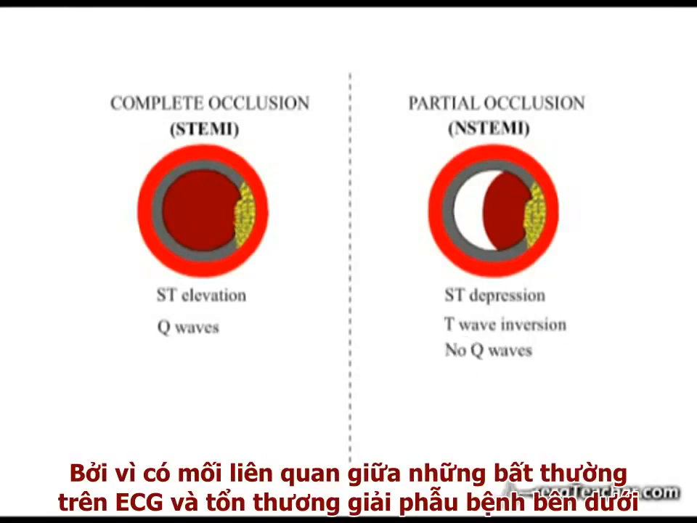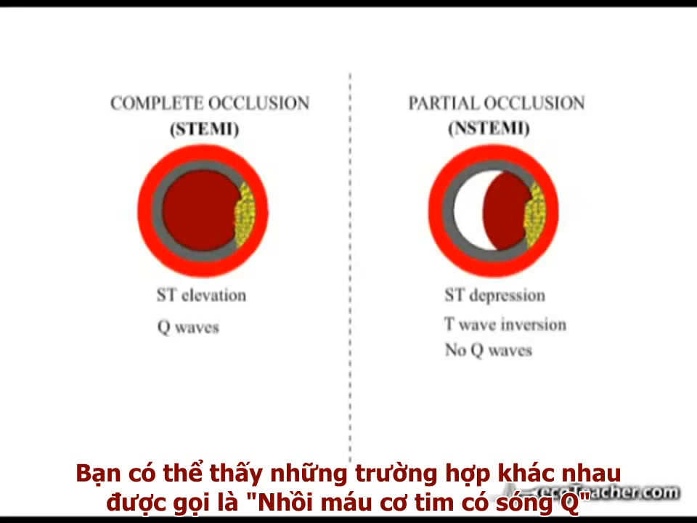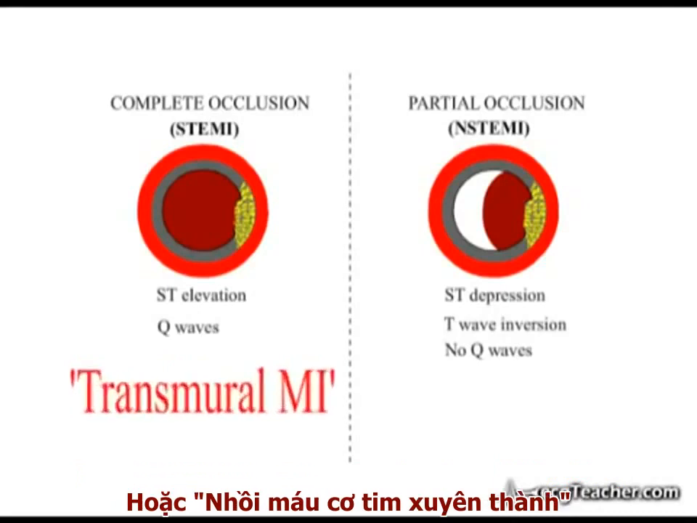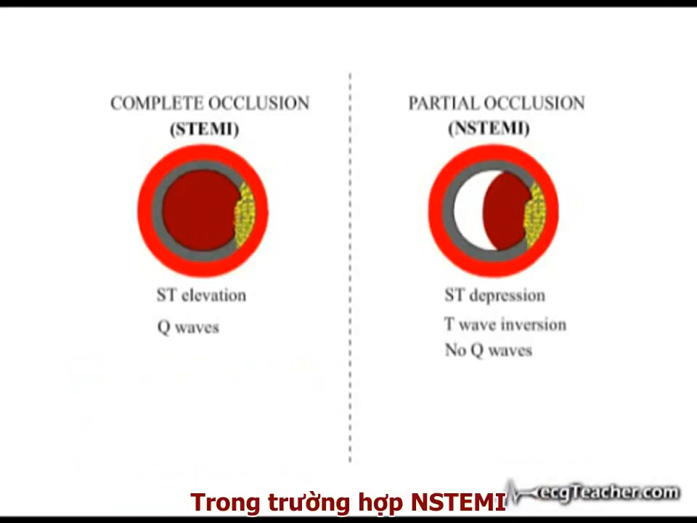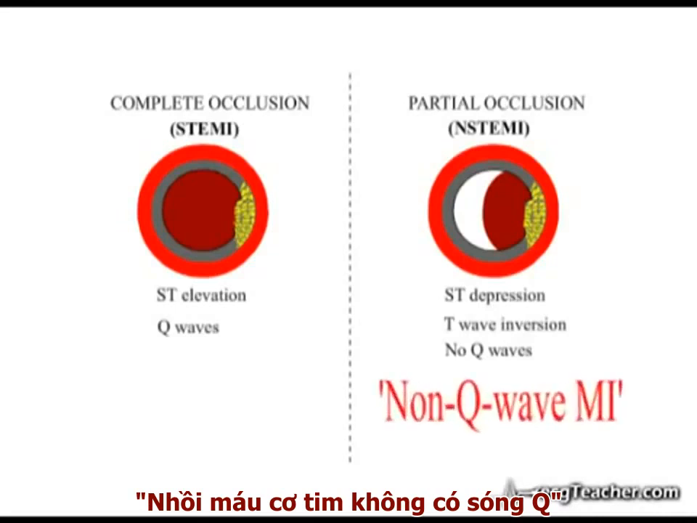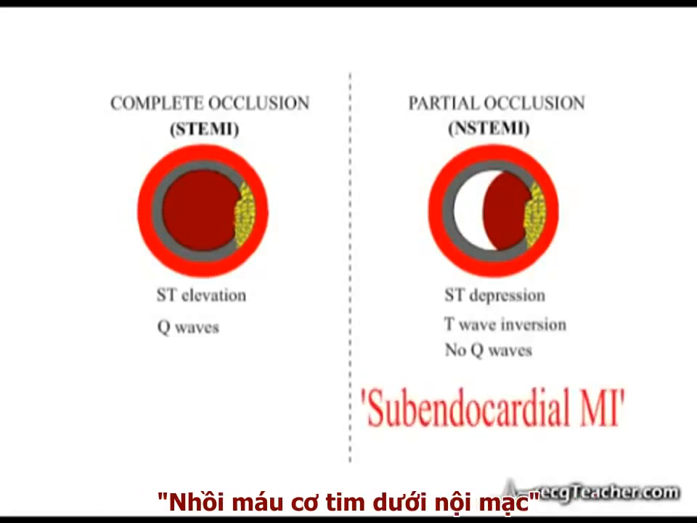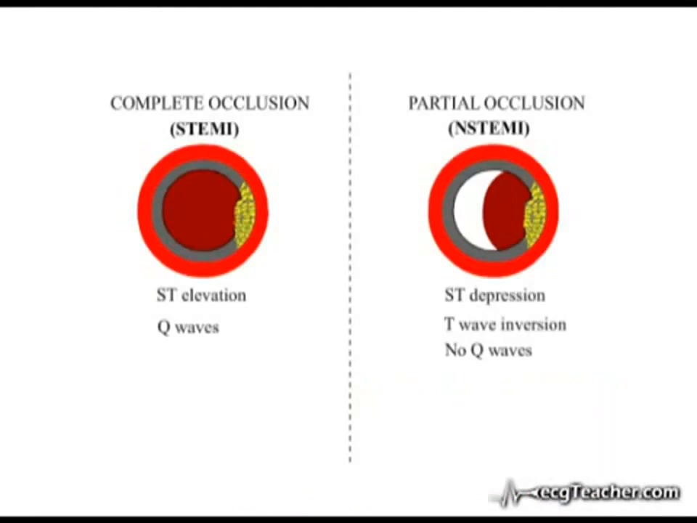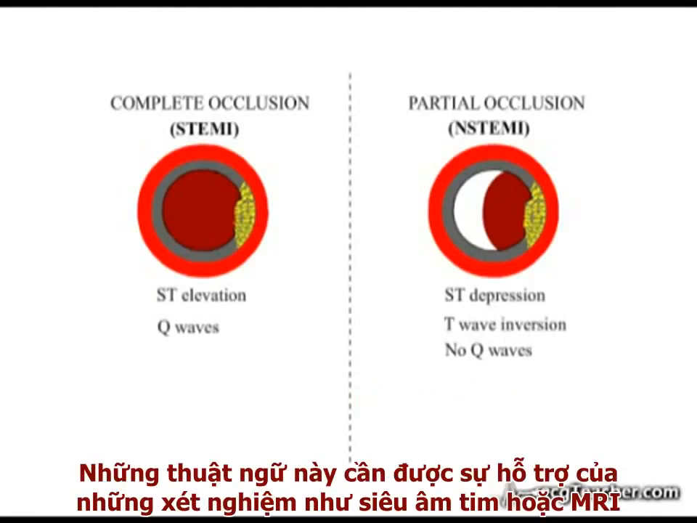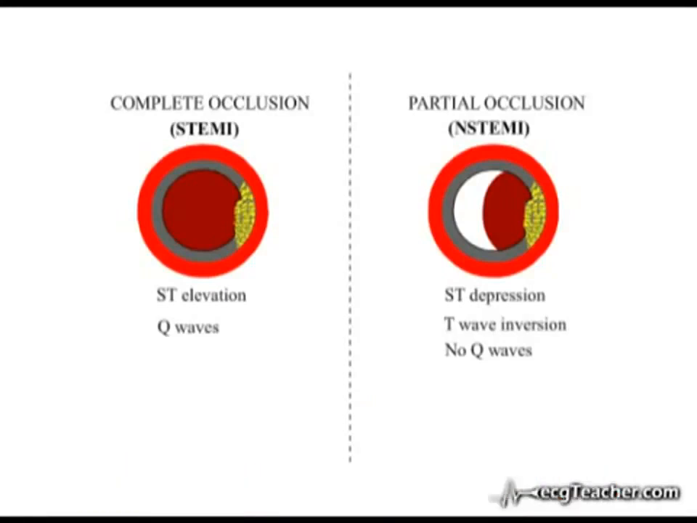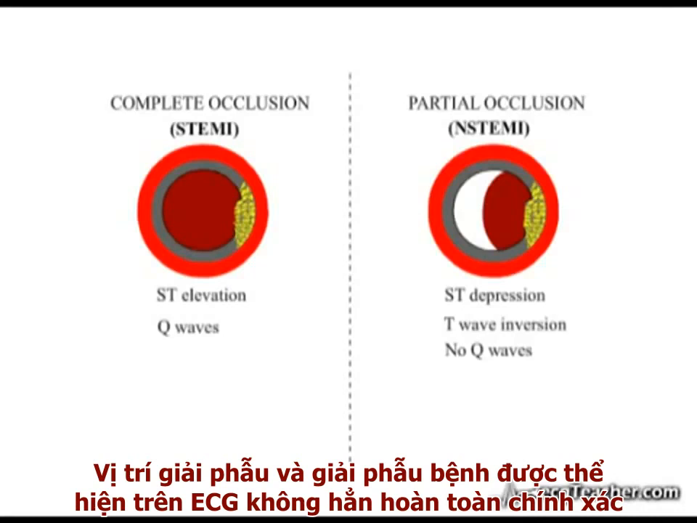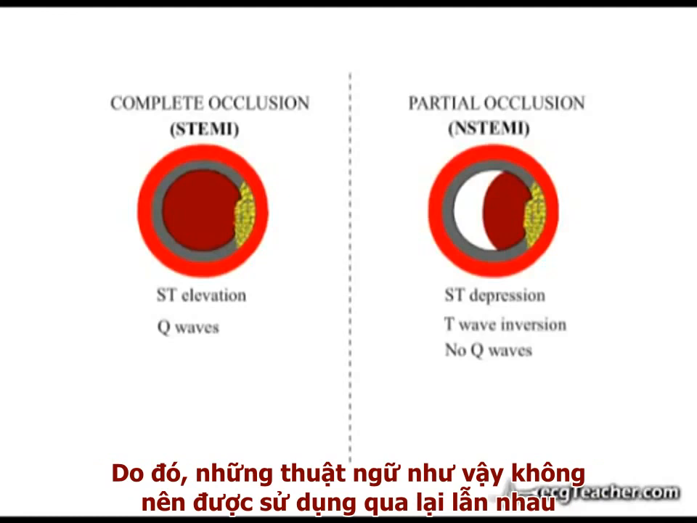Because of these associations between ECG abnormalities and pathological findings, you may see these differing situations referred to as Q-wave MI, full thickness infarction, or transmural infarction, or in the case of non-ST elevation MI, non-Q-wave infarction, partial thickness, or subendocardial infarction. While these designations do have meaning in the presence of further supporting evidence, such as echo or cardiac MRI, the anatomical and pathophysiological correlations they imply are far from perfect, and the terms should not be used interchangeably.